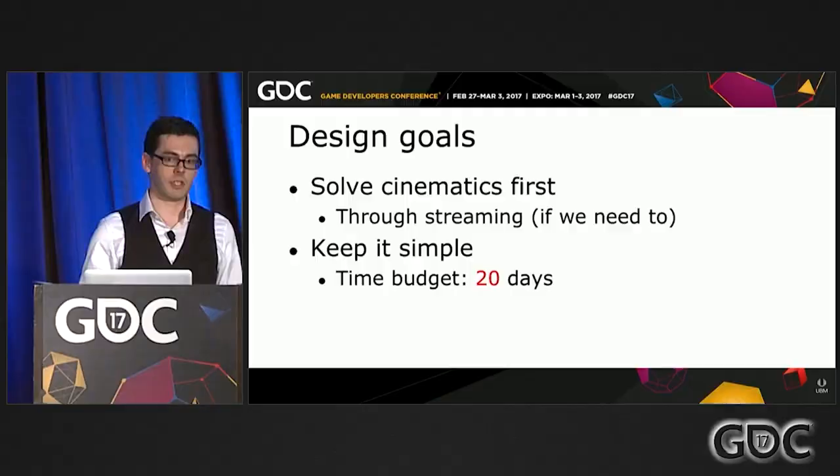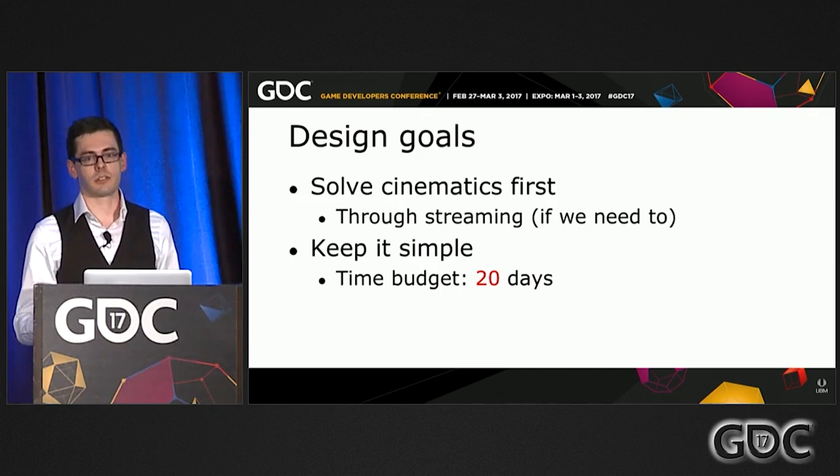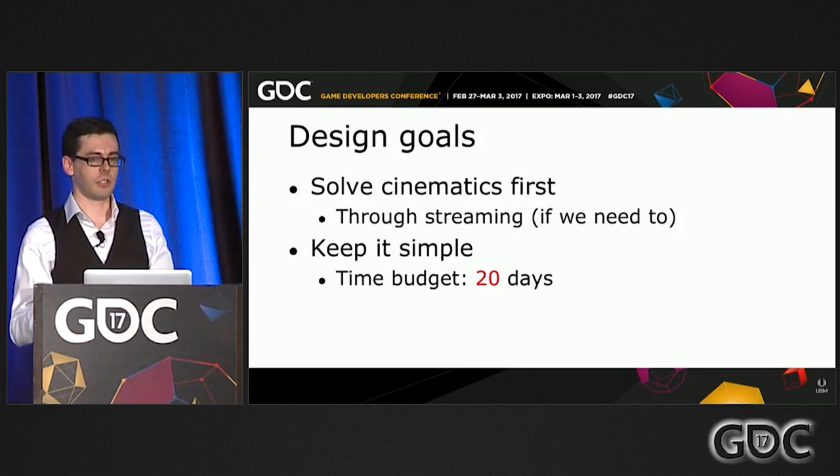So faced with these problems, we designed a number of goals to come up with a new solution. First and foremost, we wanted to tackle cinematics first. They're a more isolated problem. If we ever end up breaking anything, it only affects a small part of the game, and we don't grind the whole production floor to a halt. And it's also a little bit easier because we can use streaming if we need to. And they're also very good candidates because they have the highest accuracy requirement.